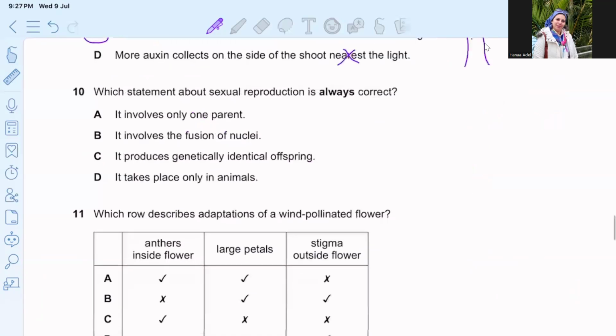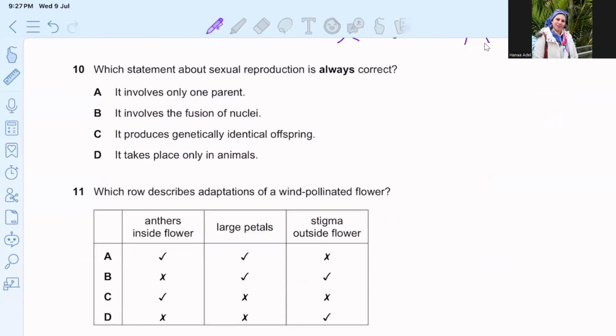Question 10. Which statement about the sexual reproduction is always correct? It involves only one parent. No, two parents, male and female. It involves the fusion of nuclei. Yes. It produces genetically identical offspring. No. It takes place only in animals. No, not only, but also in flowering plants. So the correct answer is B.